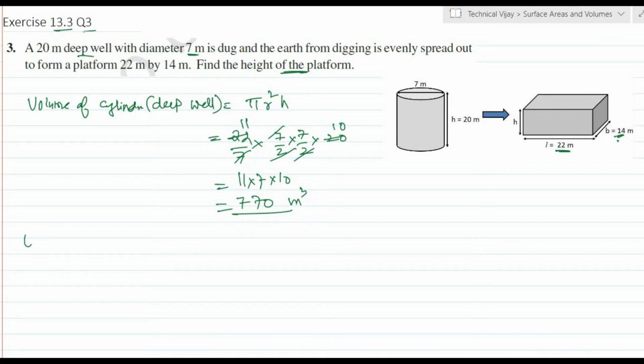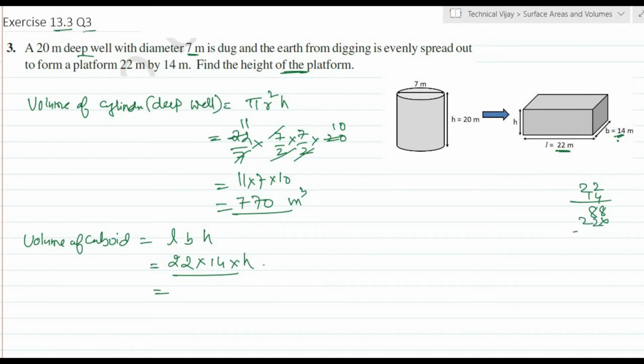Now the volume of the cuboid should also be equal. Volume of cuboid is equal to L into B into H. Length is equal to 22 meter, breadth is equal to 14 meter, and the height we have to calculate. So this is 22 into 14, which is 308. So 308 H. Both these volumes are equal.